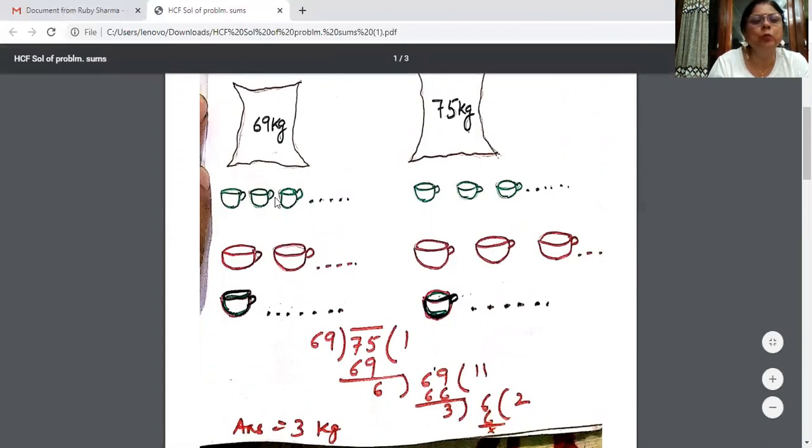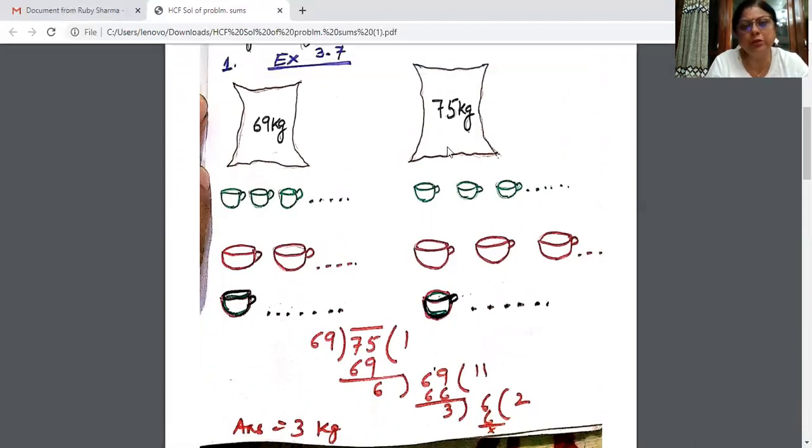Okay, now if you take a 1 kg container, it will measure 69 times. If you take a 1 kg container here, it will measure 75 times. Then if you take 2 kg, it will not measure an exact number of times. 3 kg will measure an exact number of times. 3 2s are 6, 2 3s are 9. Isn't it? So 23 times it will measure.